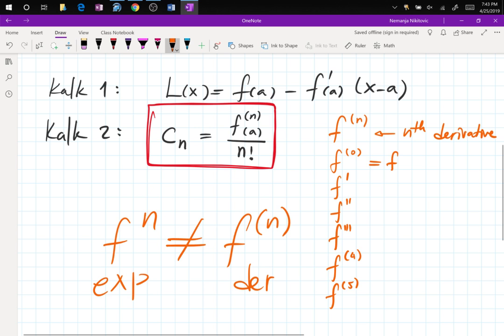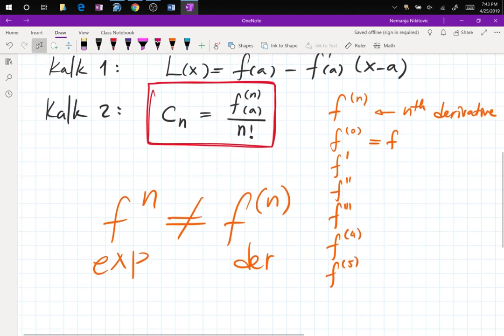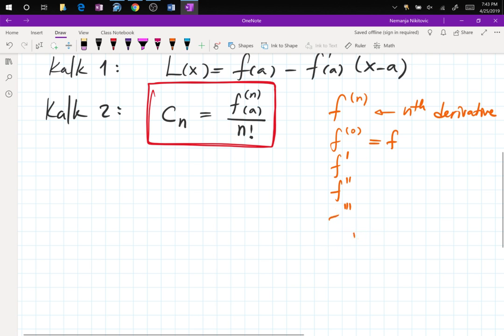What's the a? A is the value at which we are computing. I haven't explained that yet, so we'll get there. No, it's just a central location.